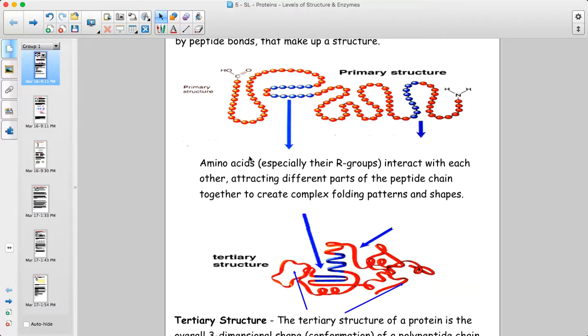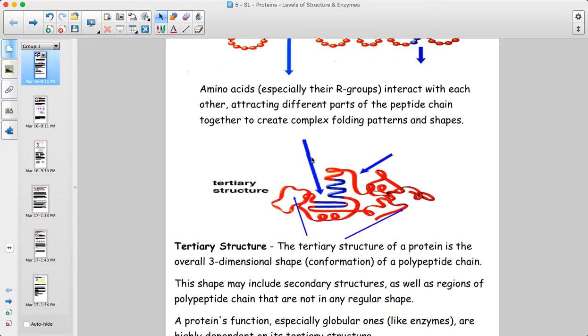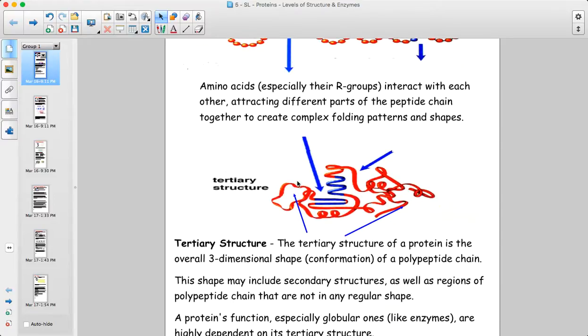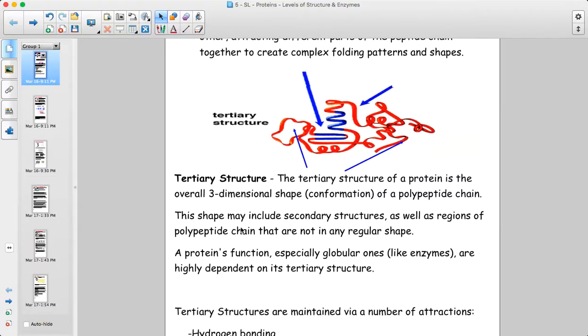And so the amino acids, as they have linked up by these peptide bonds, they still have those R groups that stick out from the chain. And those R groups can interact with each other based on different types of IMFs or even forming covalent bonds with one another. And that causes the protein chain to fold and curl and do all these interesting interactions with itself that gives it a very complex three-dimensional shape. And that complex three-dimensional shape is what we refer to as the overall tertiary structure of a protein. Okay, so it's the overall three-dimensional shape or conformation of a polypeptide chain.